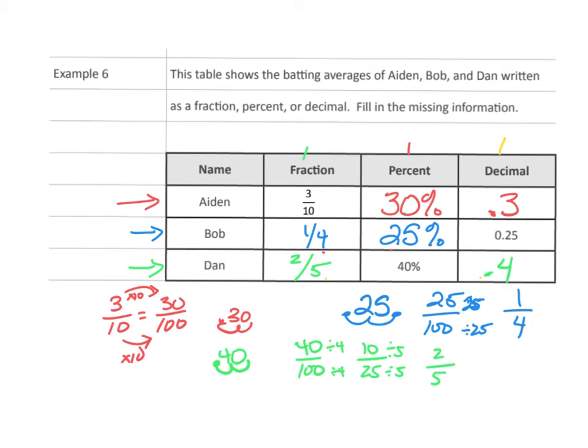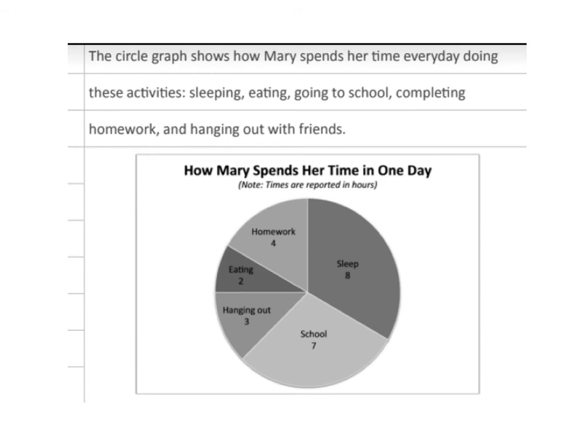Fraction, decimal, and percents. I'm hoping a lot of this is review, but we're going over it anyway. So let's talk about a word problem. The circle graph shows how Mary spends her time every day doing these activities: sleeping, eating, going to school, completing homework, and hanging out with friends.